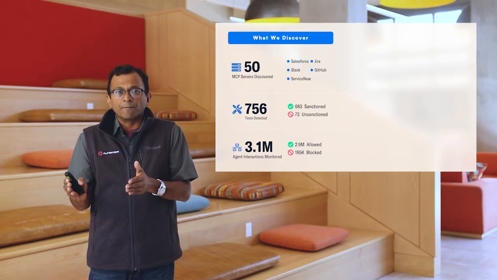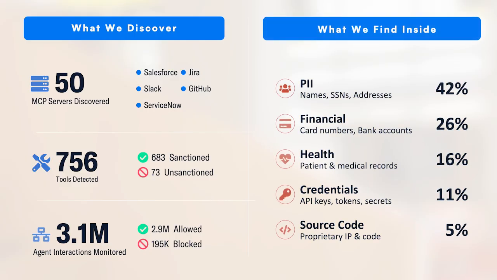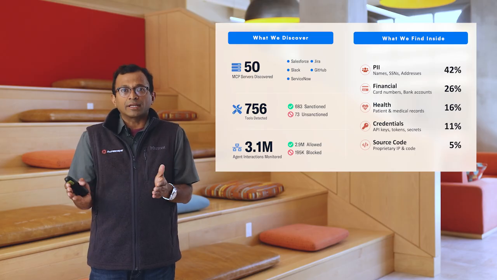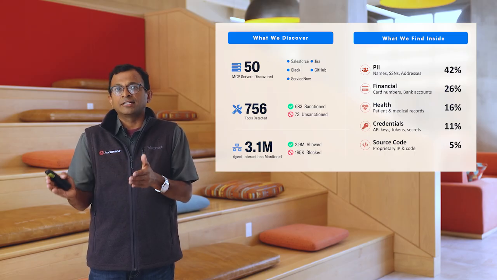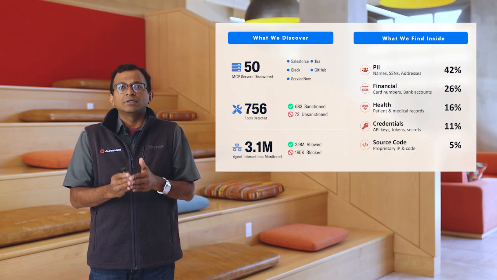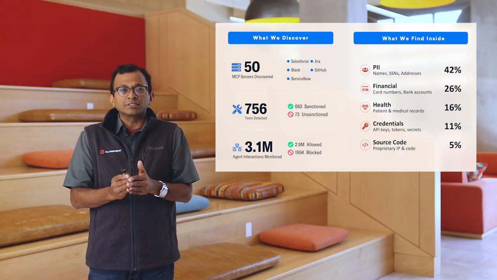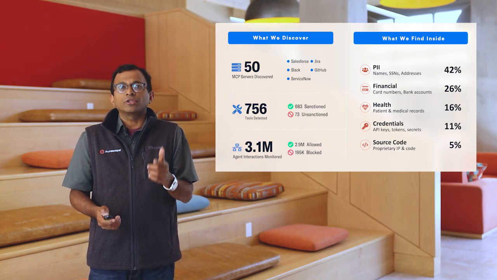Then we go deeper. We show you what's actually flowing through these interactions: prompt injections, jailbreak attempts, sensitive data, credentials, and unauthorized actions against enterprise systems. Most organizations simply don't have this level of visibility today. Aurascape gives you the complete picture because you cannot defend what you cannot see.